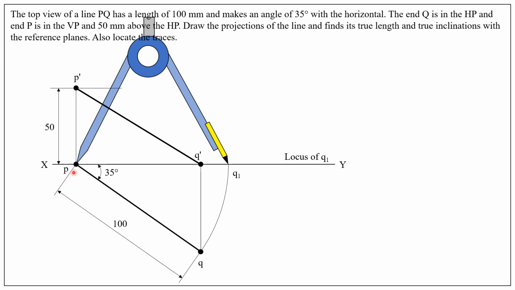So what is this PQ1? PQ1 is the top view of the line assuming when it is parallel to VP and inclined at an angle theta to the horizontal plane. So PQ is the top view corresponding to a front view which is drawn assuming the line is parallel to VP and inclined at an angle theta to the HP.